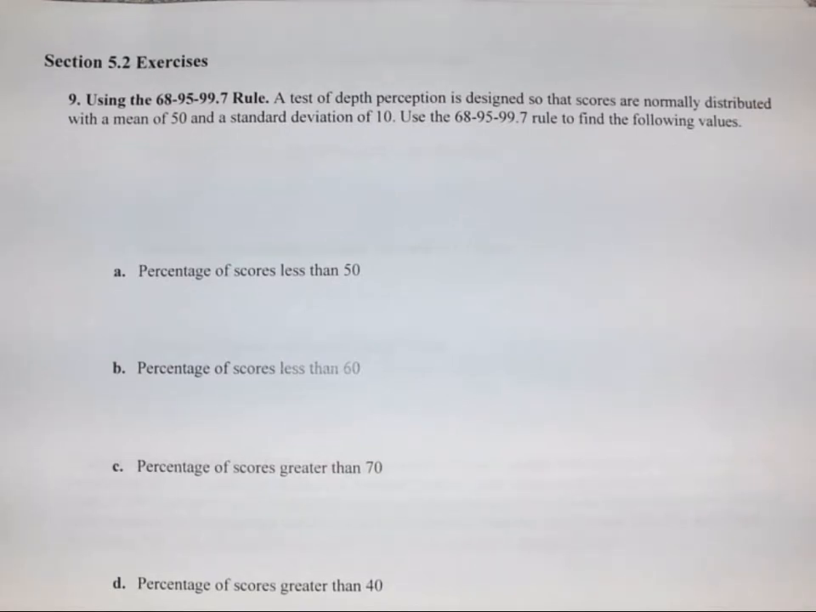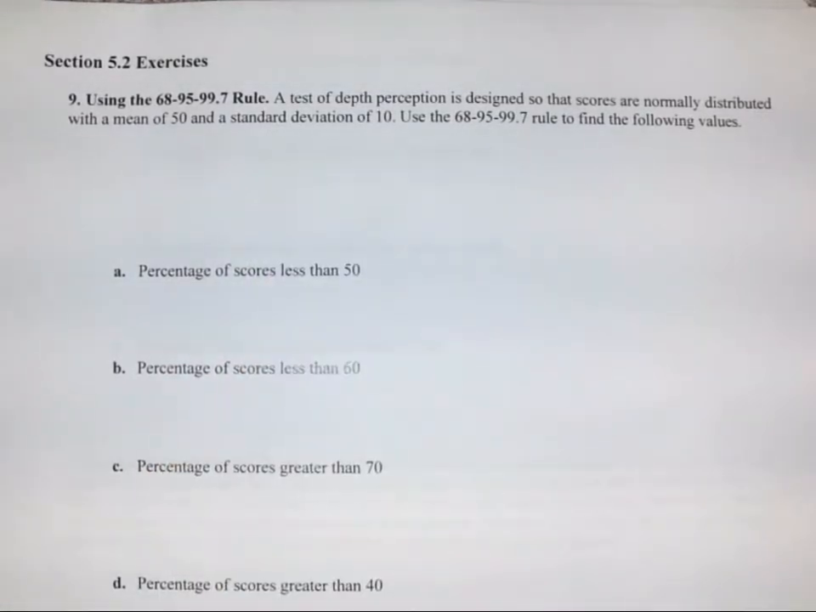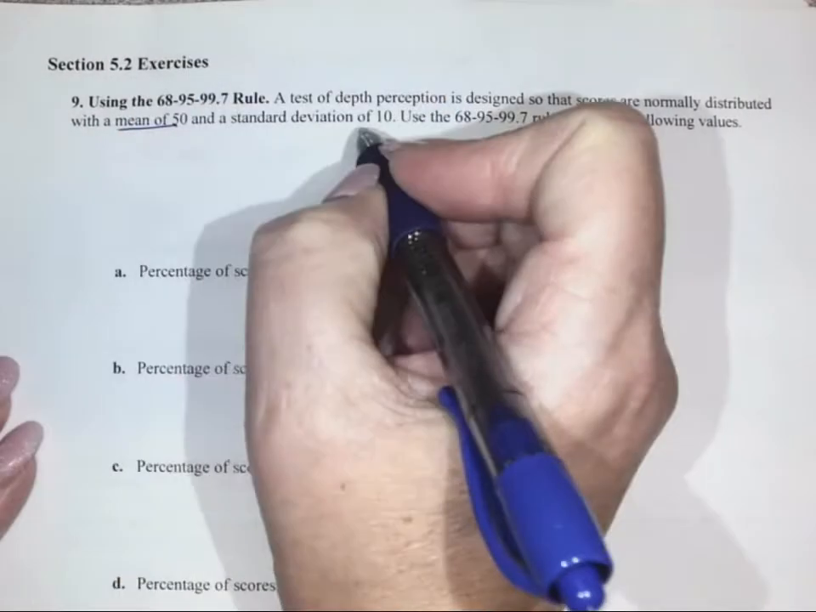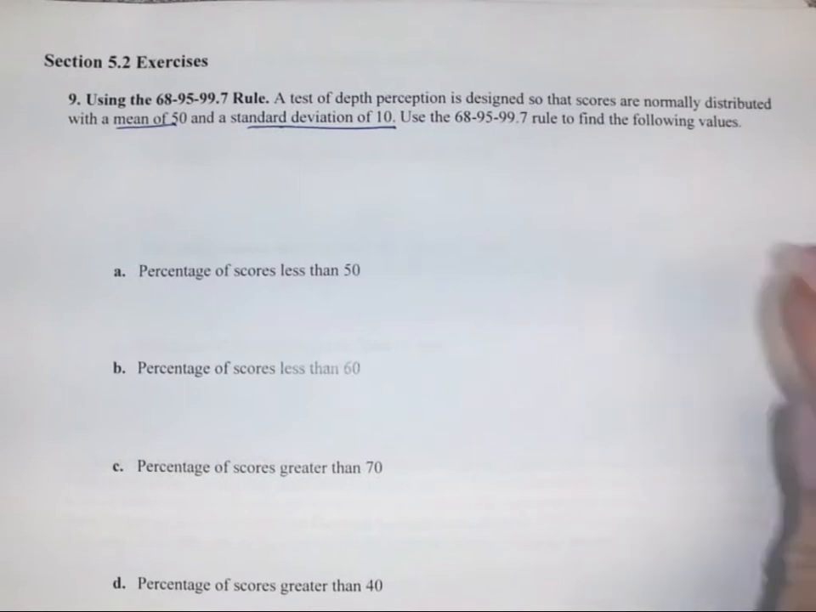We're going to use the 68, 95, 99.7 rule, and we're testing a test of depth perception designed so that scores are normally distributed with a mean of 50 and a standard deviation of 10. So the mean of 50 and the standard deviation of 10, those are the key things we need to know. We're going to use the rule to find the following values.